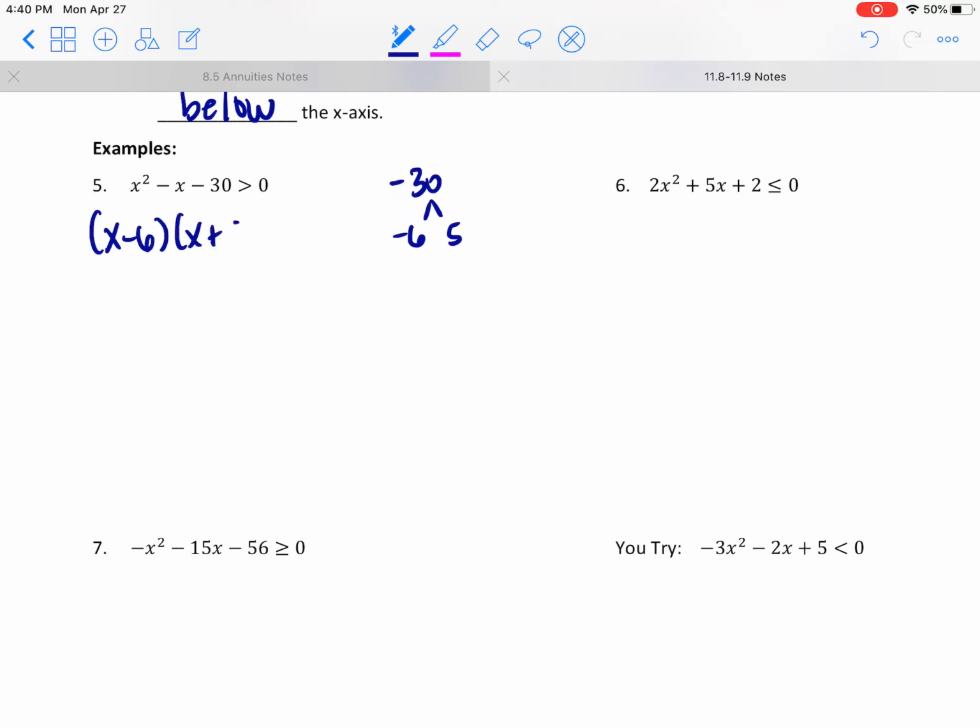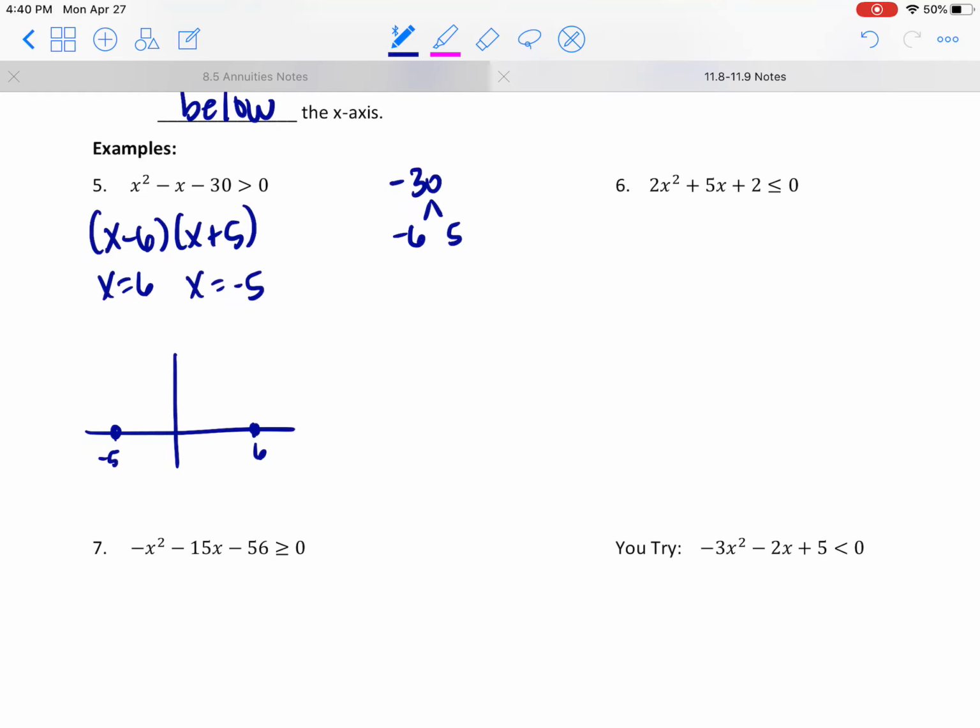So let's look at the number 5, this example here. If I wanted to solve this, I would treat it like an equation first. I'm going to factor. What are the factors of negative 30 that make negative 1? They would be negative 6 and positive 5, right? So if I factor this into x minus 6 and x plus 5, I know that it's going to be hitting the x-axis at 6 and at negative 5.